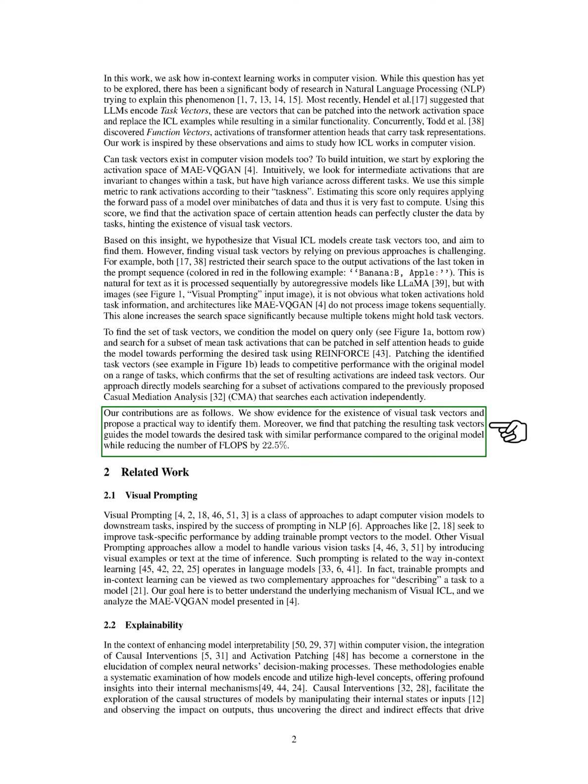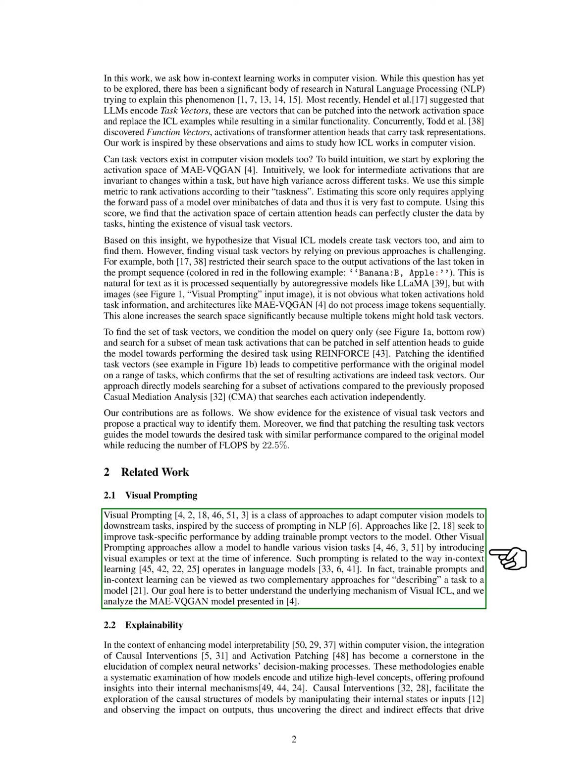We provide evidence for the existence of visual task vectors and propose a practical method to identify them. Furthermore, patching these task vectors enhances the model's performance on tasks while reducing computational complexity by 22.5%. In the realm of visual prompting, which adapts computer vision models to different tasks, we aim to understand the underlying mechanisms better. Visual prompting methods, inspired by NLP prompting techniques, enhance task-specific performance by incorporating prompt vectors into models. By investigating the MAE-VQGAN model, we seek to shed light on visual ICL operations.